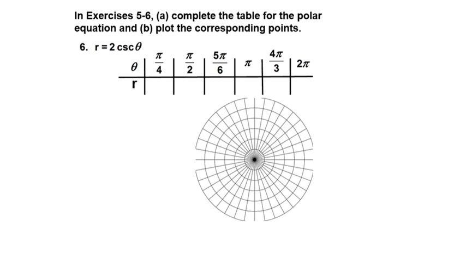I do want to mention for problem 6 that you have r equals 2 cosecant theta. Well, one thing that could help you for this is to remember that cosecant theta is equal to the reciprocal of sine theta, or 1 over sine theta. And so you could rewrite this thing as r equals 2 over sine theta, and then fill this in. I think when you work this out, you'll get the graph of a line.